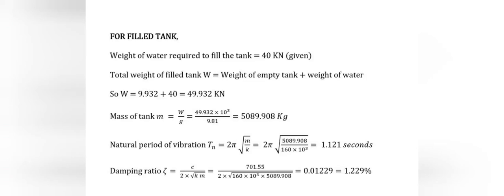The damping ratio zeta will be equal to C divided by 2 into under root km, equal to 701.55 divided by 2 into square root of 160 into 10 raised to power 3 into 5089.908, which gives us 0.01229 or 1.229%.